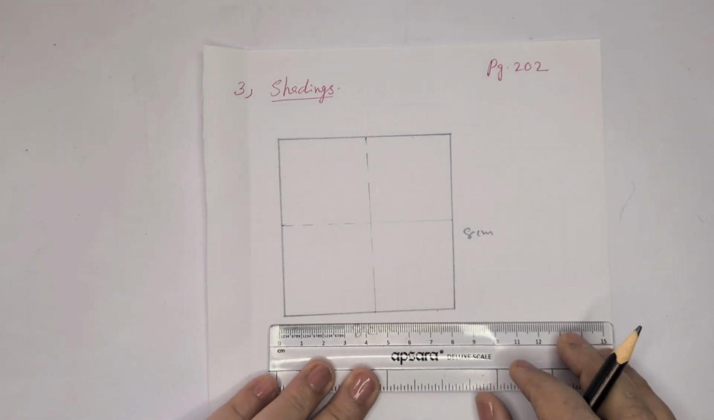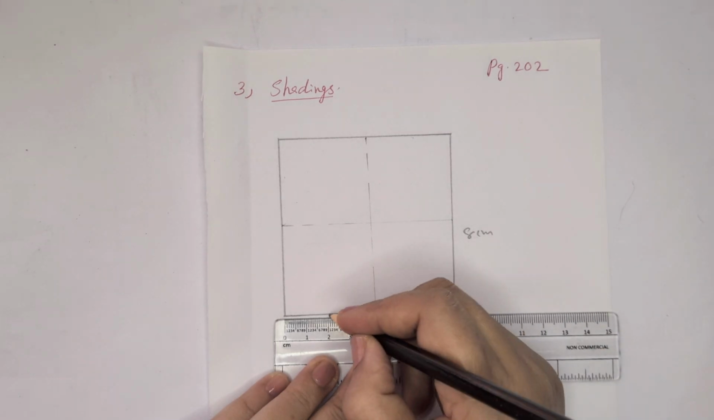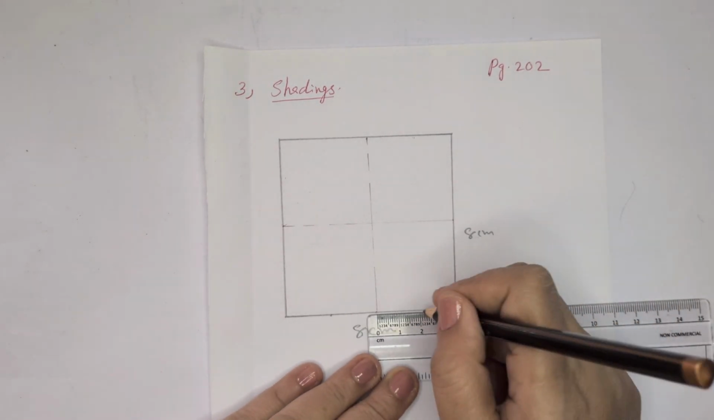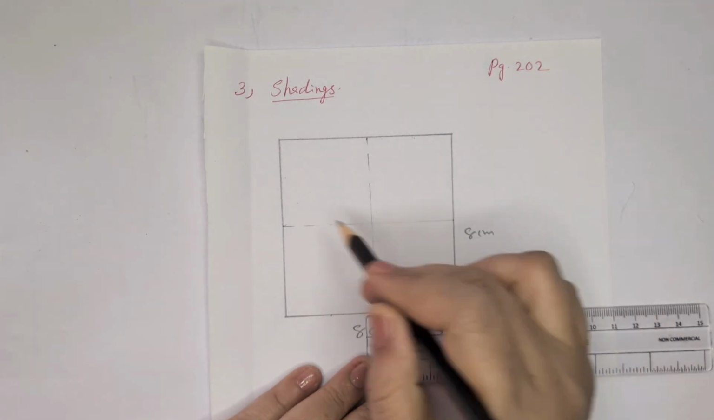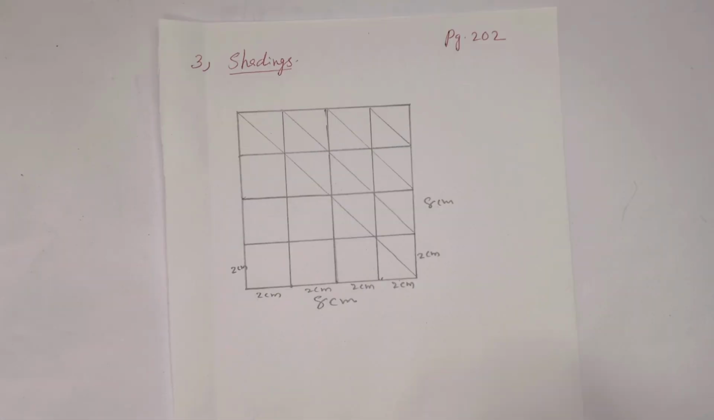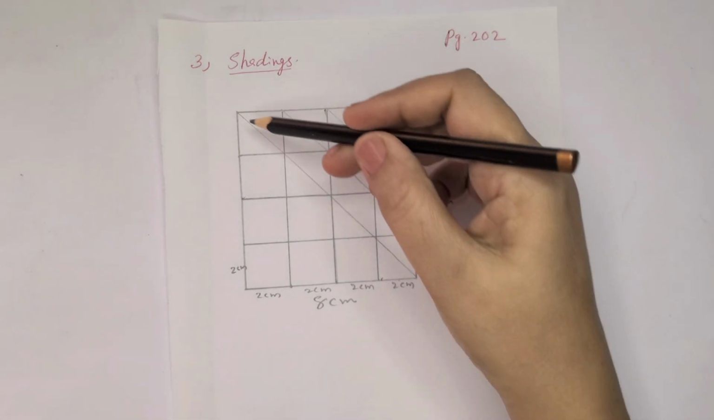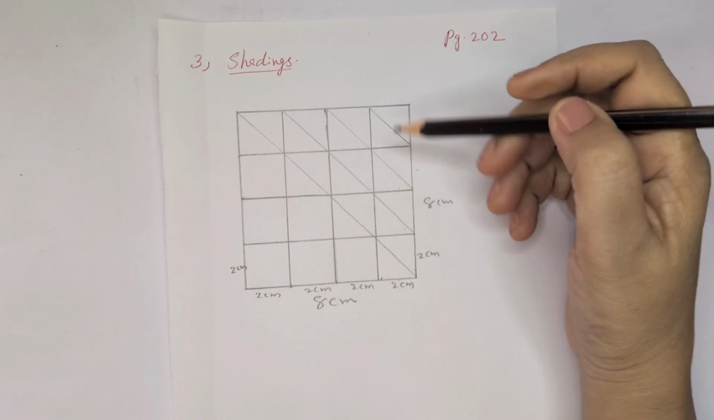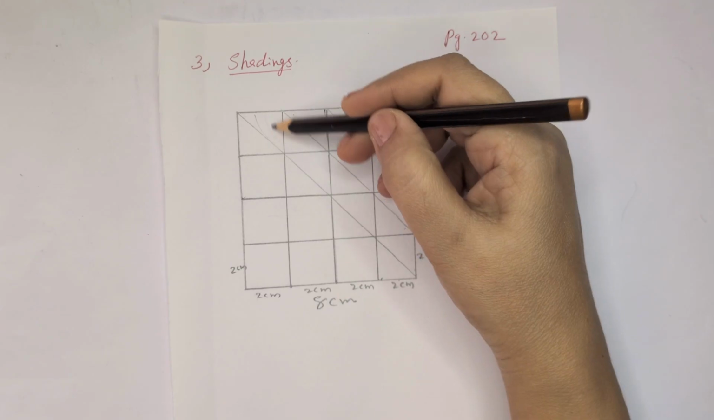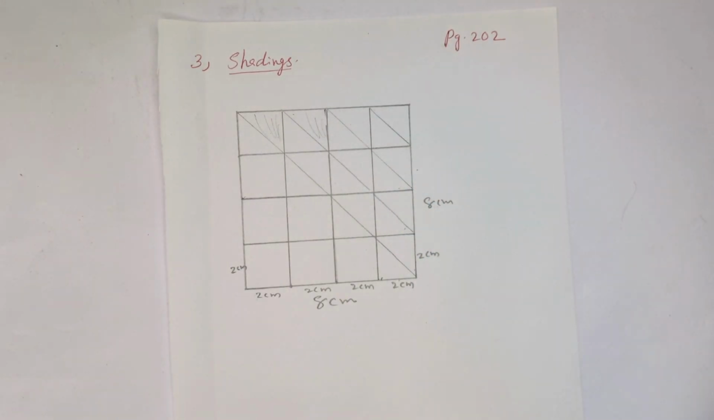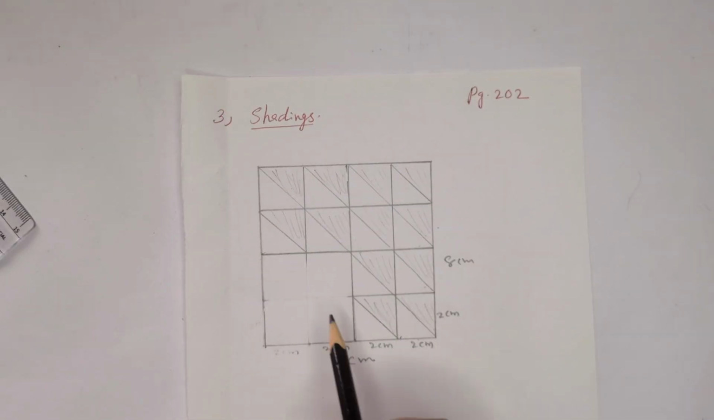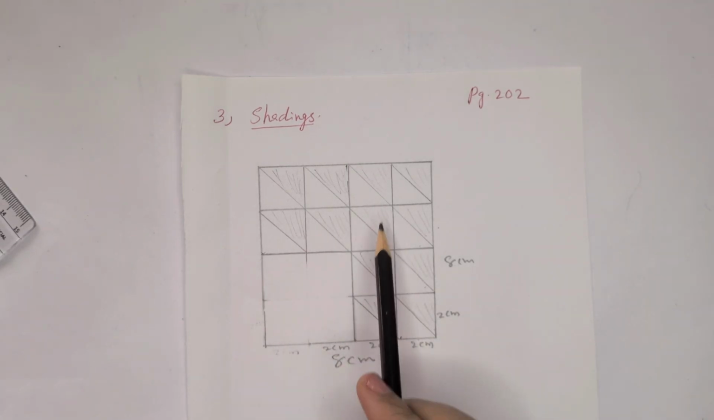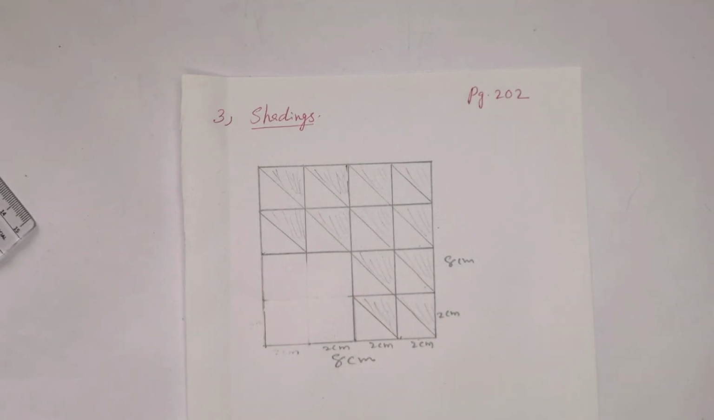Then we have to take 2 centimeter here. Here also 2 centimeter. Same way everywhere, and join the line. Then we can join corner to corner here. Then according to that, by looking at each shade, we can shade it. Keep this side square as empty without drawing or shading, then we will get the same design.